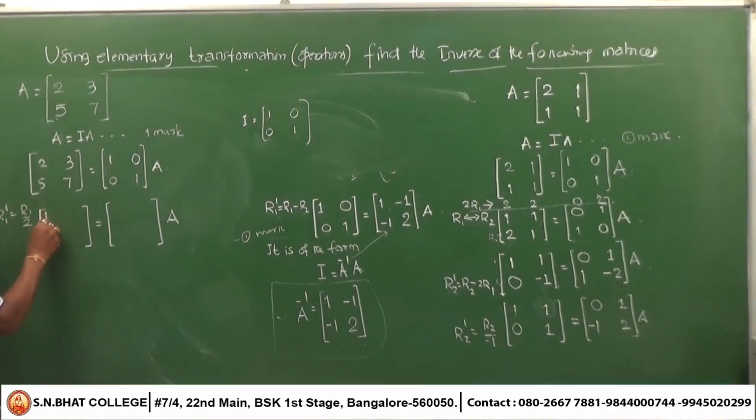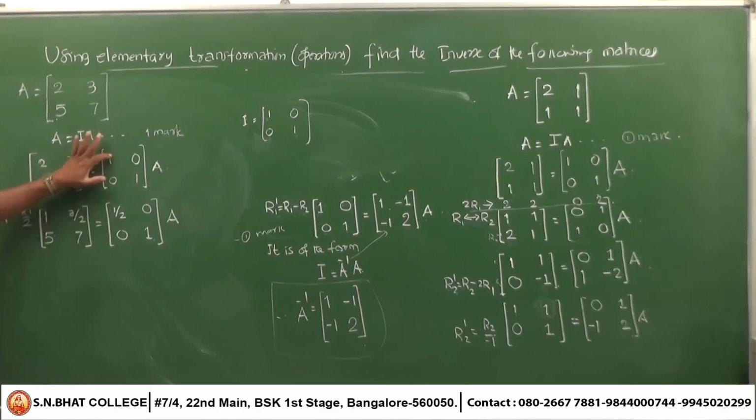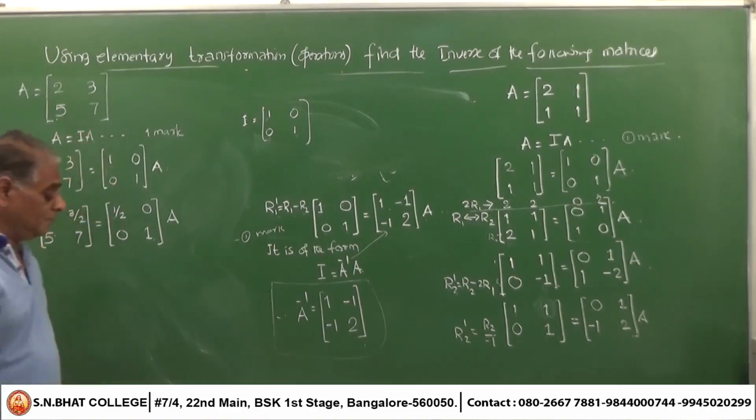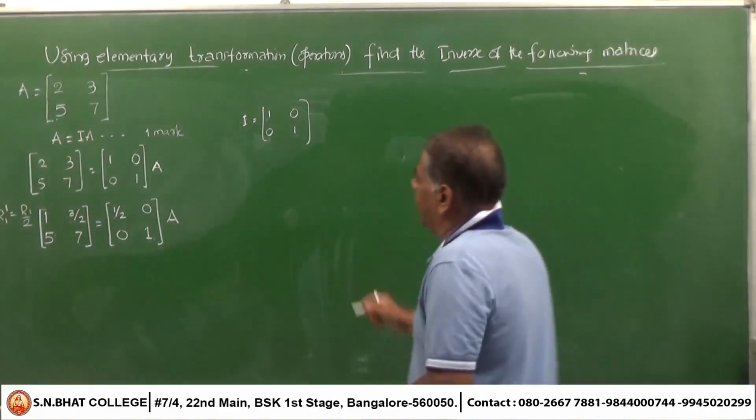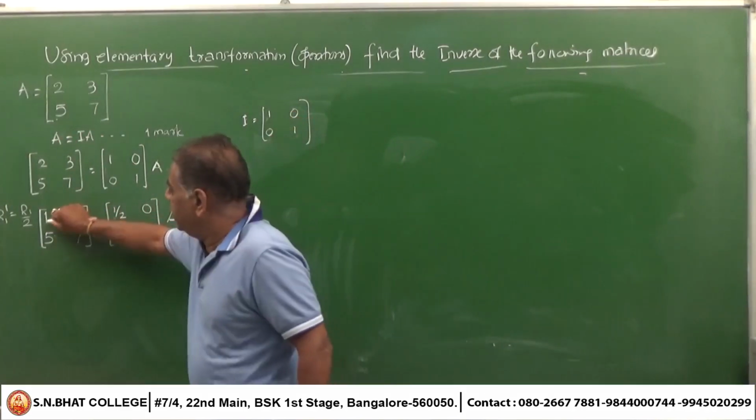2 by 2 is 1, 3 by 2, 1 by 2, 0 by 2 is 0. I have not touched R2, write R2 as it is: 5, 7, 0, 1. To make 1, either multiplication or division. Divide R1 by 2: 2 by 2 is 1, 3 by 2, 1 by 2, 0. See, I have made the first element 1.